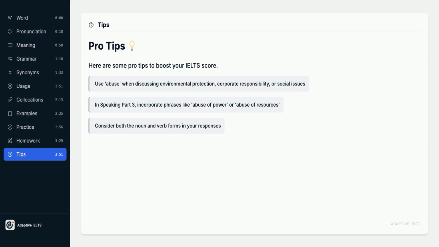Today we've explored the word abuse in detail. This term is essential for discussing improper use, exploitation, and mistreatment in IELTS tasks. Remember to practice using both the noun and verb forms, along with their collocations, to enhance your responses.